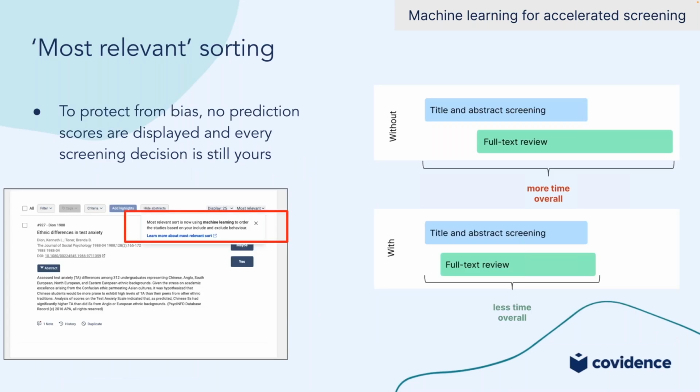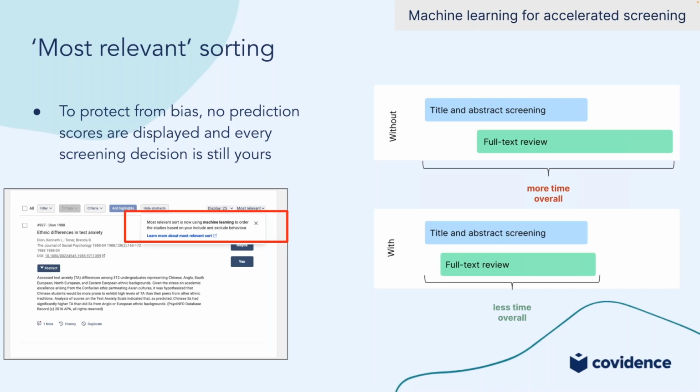This is now the default option for sorting your studies in Covidence. Sorting your studies by the most relevant can help to reduce the overall screening time for a review. This feature uses machine learning to predict the study's inclusion likelihood based on your past screening decisions in this particular project. So we don't show any prediction scores. We want to make sure that the human decisions aren't biased by the computer inputs.